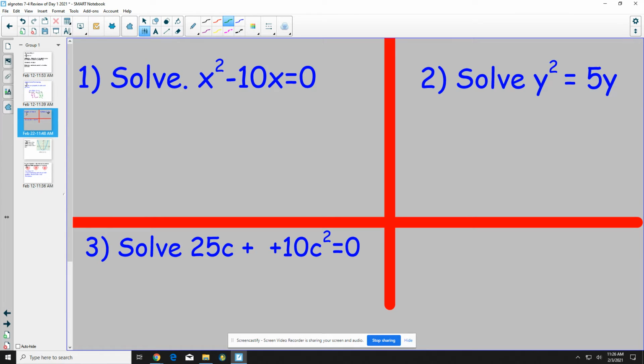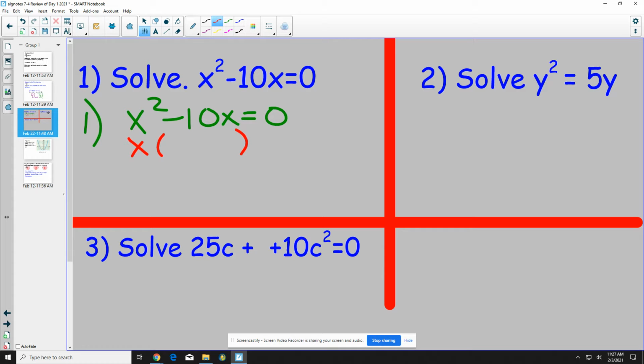All right, put a number 1 in your notebook and write x squared minus 10x equals 0. Okay, now they want me to solve for x. The way I'm going to solve is I'm going to factor. So I'm going to look at this and say, what's a common factor between x squared and minus 10x? It would be x. Good. So this would be x. I would factor out my x.